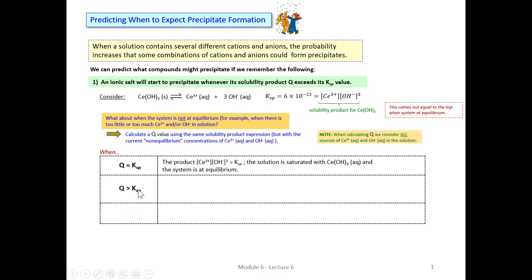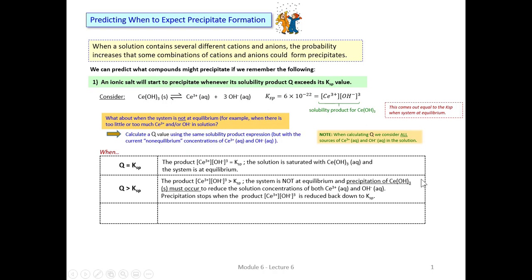If Q comes out larger than KSP when you do this calculation, it means that the system, of course, is not at equilibrium, and precipitation of cerium hydroxide solid must occur to reduce the solution concentrations of both dissolved cerium 3 plus and hydroxide. Because when Q is greater than KSP, there's something about either the cerium 3 plus or the hydroxide concentrations, or both, that makes the solubility product come out greater than the KSP. If that happens, you get precipitation of cerium hydroxide solid until this solubility product is reduced back down to the KSP value, and then cerium hydroxide will stop precipitating. And of course, if Q is less than KSP, then the concentrations of cerium 3 plus and hydroxide in solution taken together are not high enough to cause precipitation of cerium hydroxide solid.